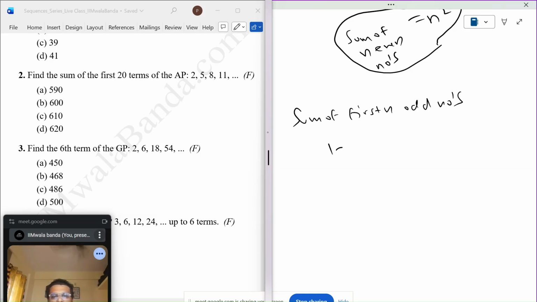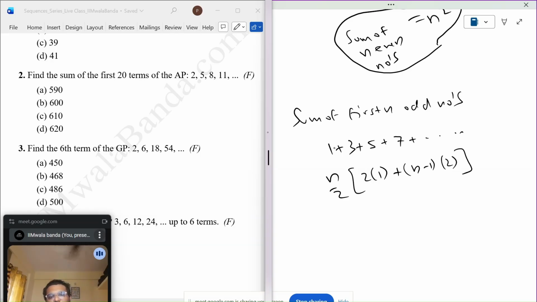How will we find 1 plus 3 plus 5 plus 7 plus and so on? n by 2, 2a plus n minus 1 into d. This is very important. Most of the questions will be around how we denote it in a variable. So can I say 2n? But if you put n as 1, the first number is not 2, it's 1. So 2n minus 1. Can I say the nth term is this?